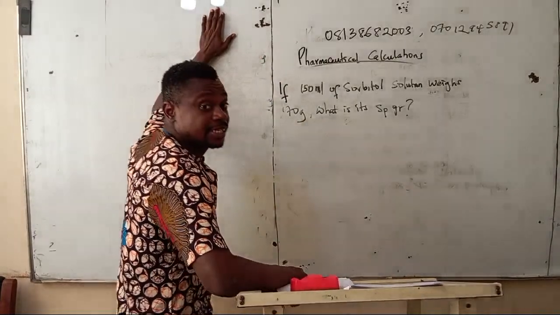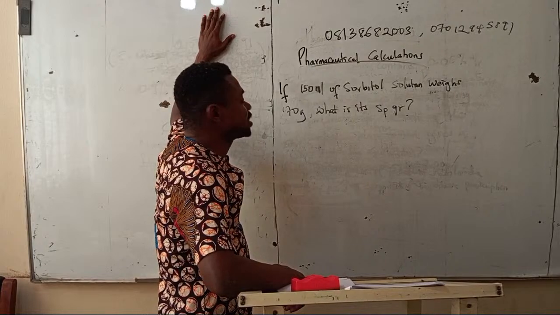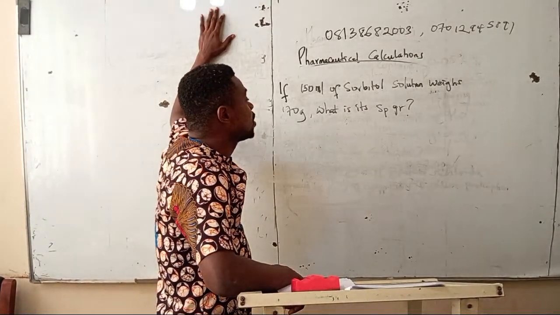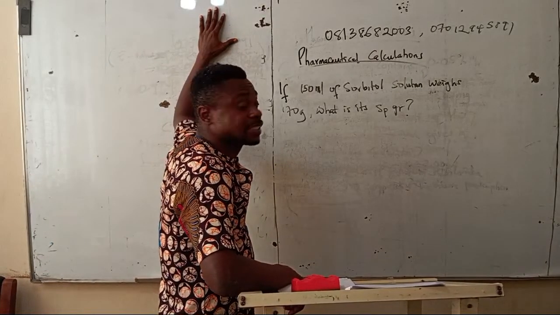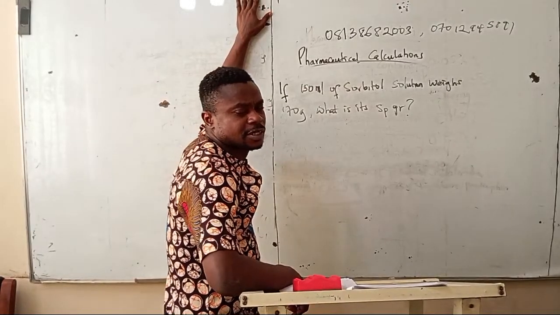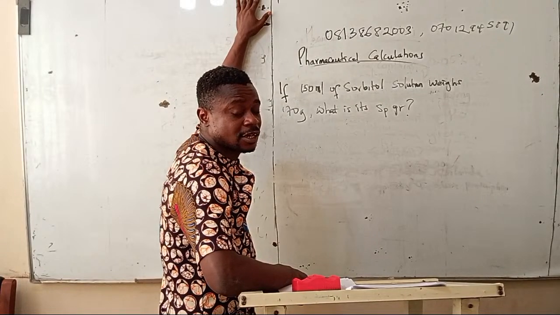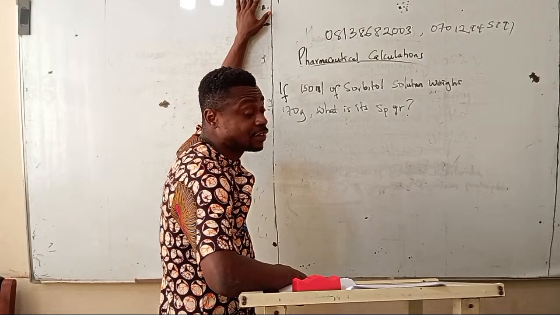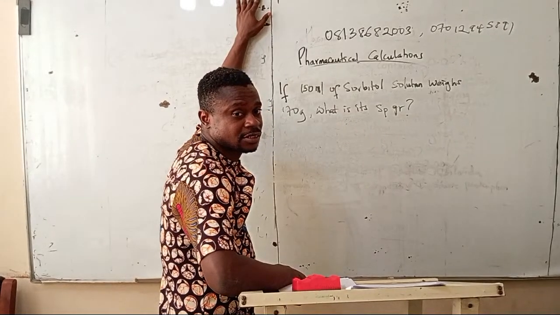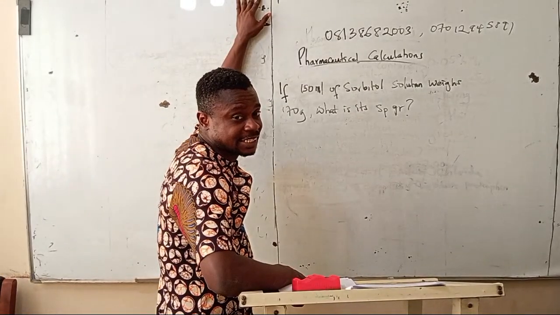Let's look at this question. The question says, if 150 ml of sorbitol solution weighs 170 gram, what is its specific gravity? Remember that specific gravity of a substance is defined as the ratio of the weight of the substance to the weight of an equal volume of a given standard. The standard can be water, it can be hydrogen. If the substance in question is a solid or a liquid, the standard is water. But if the substance in question is a gas, the standard is hydrogen.